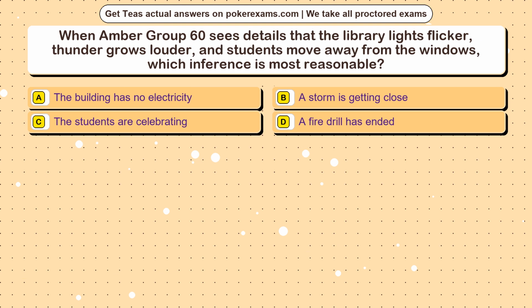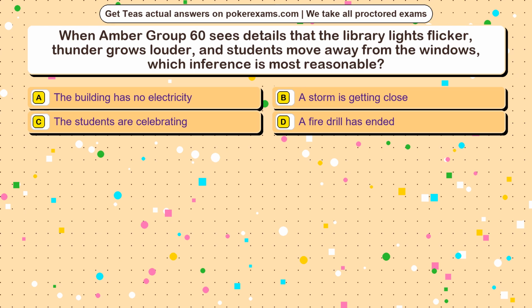Question 2. When Amber Group 60 sees details that the library lights flicker, thunder grows louder, and students move away from the windows, which inference is most reasonable? Option A. The building has no electricity. Option B. A storm is getting close. Option C. The students are celebrating. Option D. A fire drill has ended.